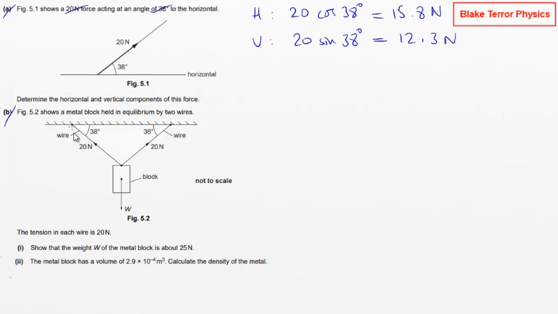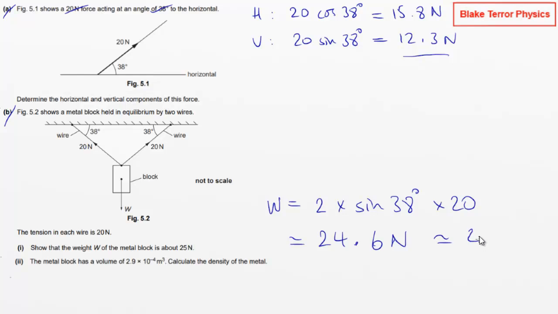Part B, we've got a metal block held in equilibrium with 2 wires, 20 newton tension in each wire. Show that the weight of the metal block is about 25 newtons. If it's in equilibrium, the weight is going to be 2 lots of 20 sin 38. Oh, I've missed out the 20 bit. 2 lots of sin 38 times 20, so it's about double what we had here, which is 24.6 newtons. So that's about 25.